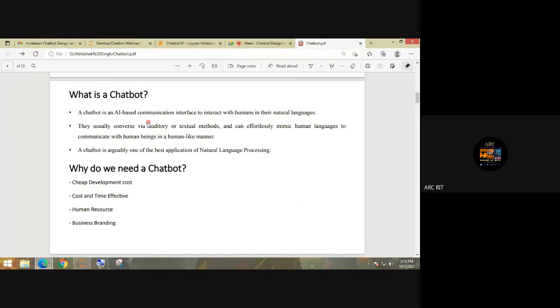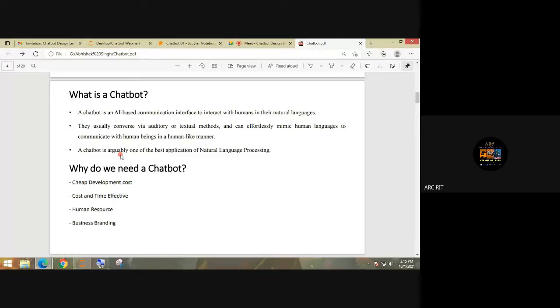Either they talk to you by written messages, like textual messages, or in the form of audio voice, you interact with them. They are able to talk like a human being is talking. That's what it is written here. They mimic human languages. They communicate with us like a normal human being does. And a chatbot is arguably one of the best applications of NLP, natural language processing.